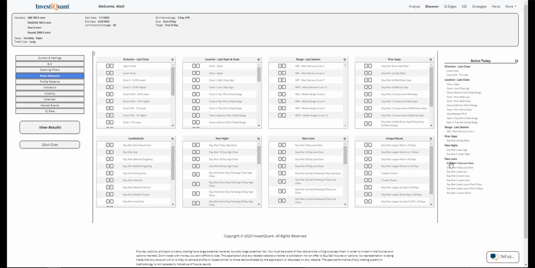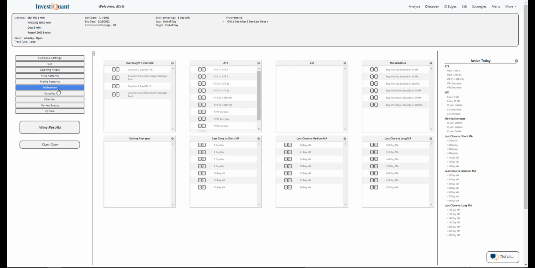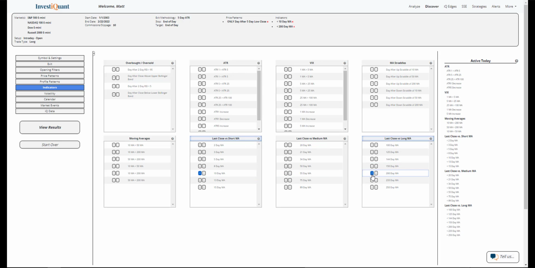I am going to go into the price patterns and say that we closed at the lowest price of the last 5 sessions here by clicking on day after 5-day low close in the active today from the price patterns library. The next thing I'm going to do is go to the indicators, say that we closed below a 10 and below a 200-day simple moving average.